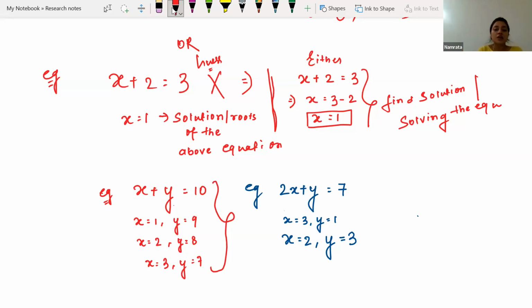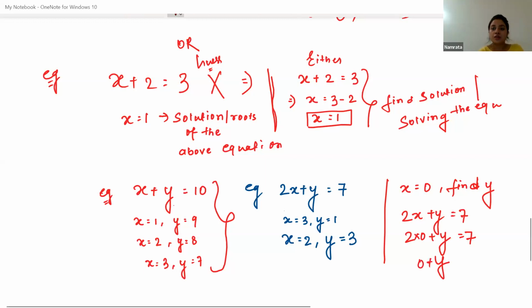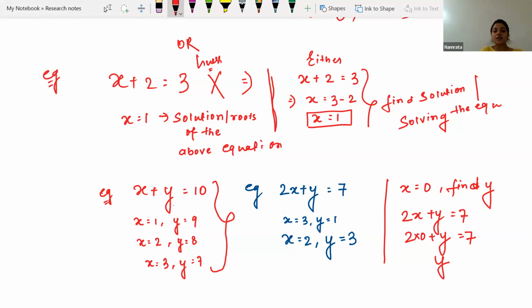The efficient method is, first, you take x as 0 and find the y value with the help of the given equation. The given equation is 2x plus y equals 7. Here I am going to take x as 0 and calculate y. 2 into 0 is 0, you know that, no? 2 into 0 is 0 only, and 0 plus y will be again only y. That's why I'm just leaving a few steps. So here we got y equals 7.